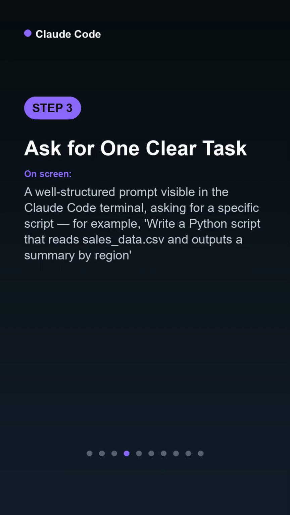Now make your first request, but keep it scoped to one task. Instead of "build me a dashboard," say "write a Python script that reads this CSV and outputs a regional sales summary." Tight, specific prompts produce working code far faster than broad ones, and they are easier to verify.